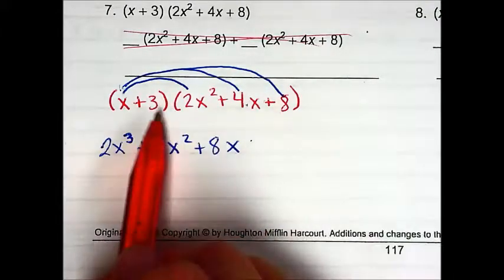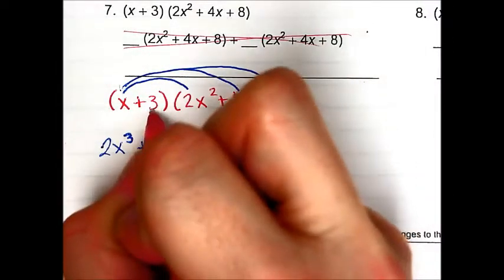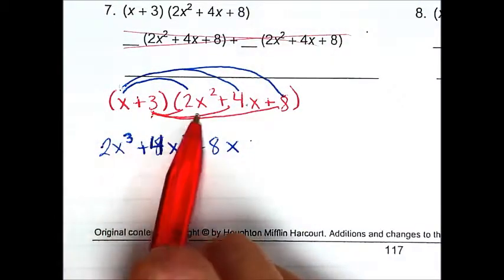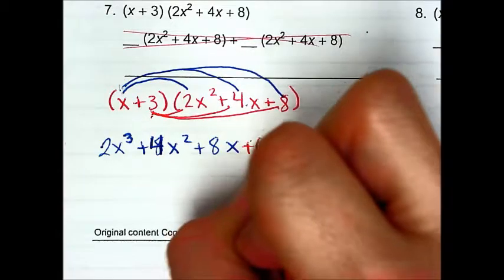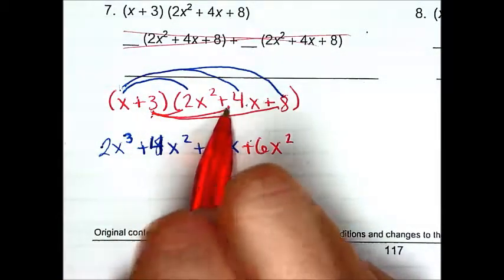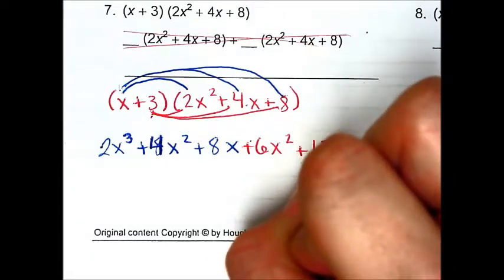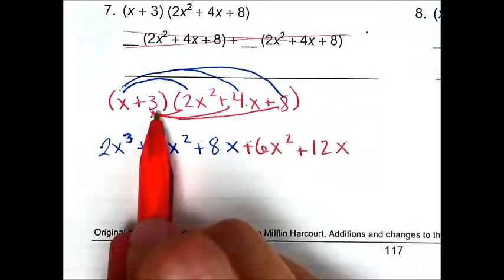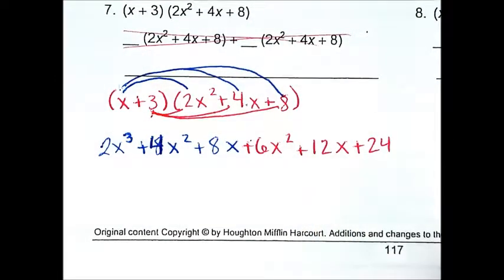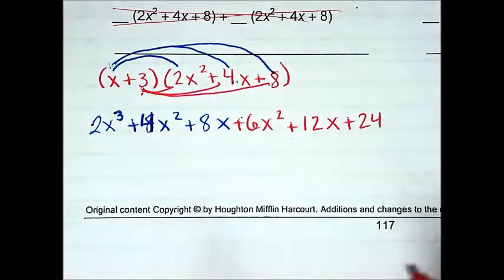Now, you have to take that 3 and multiply that 3 times everything. 3 times 2x squared, 6x squared. 3 times 4x, 12x. 3 times 8, 24. Now, combine like terms.